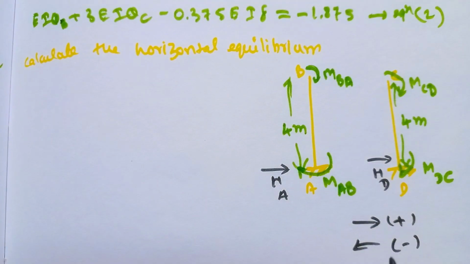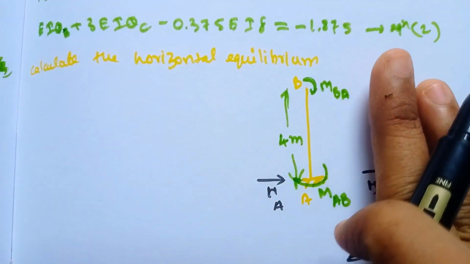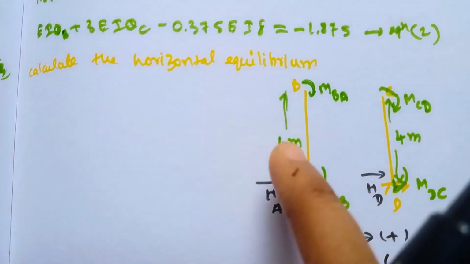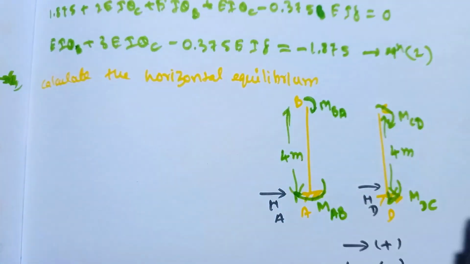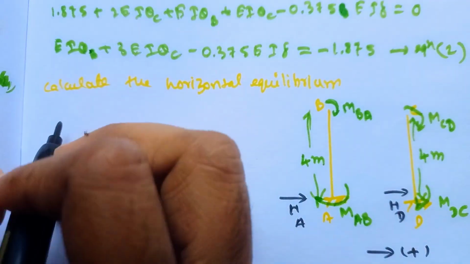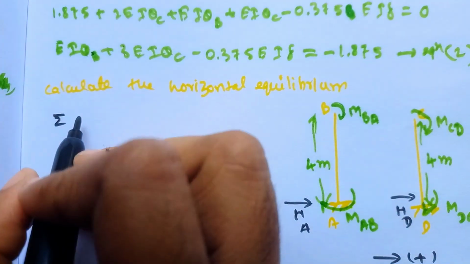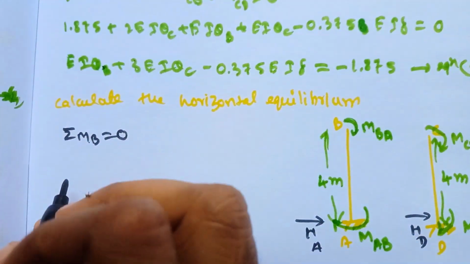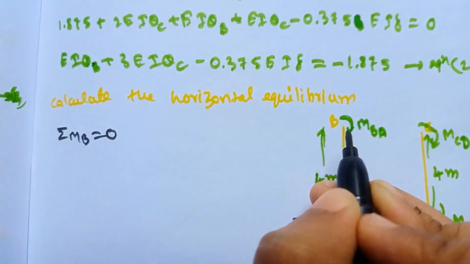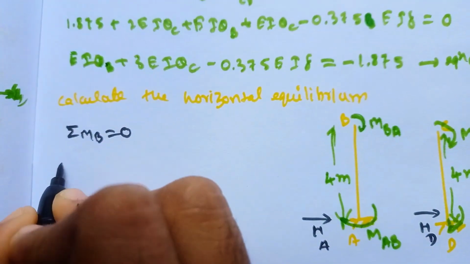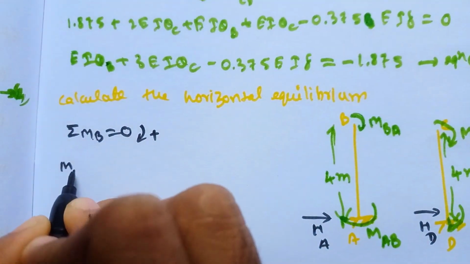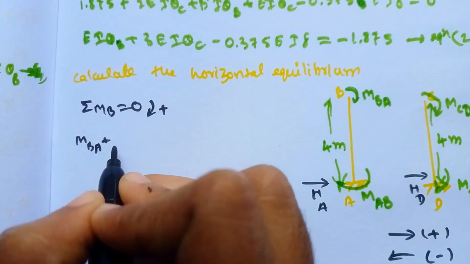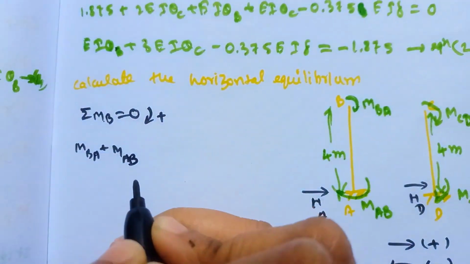So now we'll calculate separately for each member. First we'll hide this and calculate for this one. Second we'll hide this and calculate for this one. So now we'll go for the AB member. We need to apply the moment at point B. So summation of moment about B is equal to 0. Clockwise we need to take as positive. So MBA is clockwise, plus MAB is also clockwise.